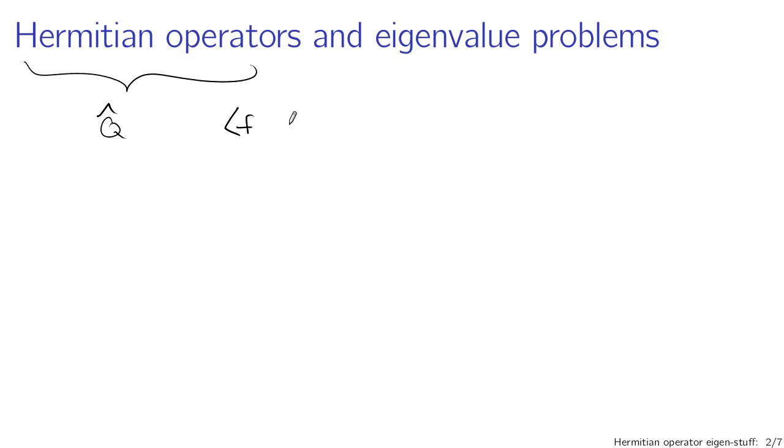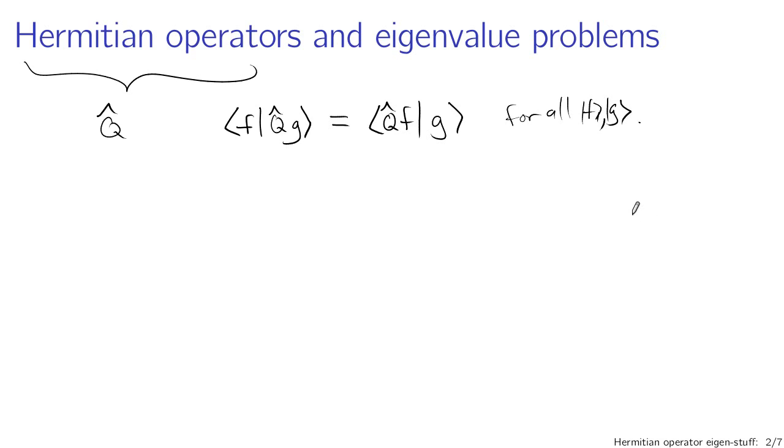The inner product of some arbitrary function, arbitrary state in the Hilbert space, F, with the operator acting on some arbitrary state in the Hilbert space, G, is going to be equal to the operator acting on the state F, inner product with the state G. So if this inner product and this inner product are equal to each other for all F and G, then the operator is Hermitian. These sorts of operators show up a lot in quantum mechanics because Hermitian operators are what we are considering if we're talking about observable quantities in quantum mechanics.